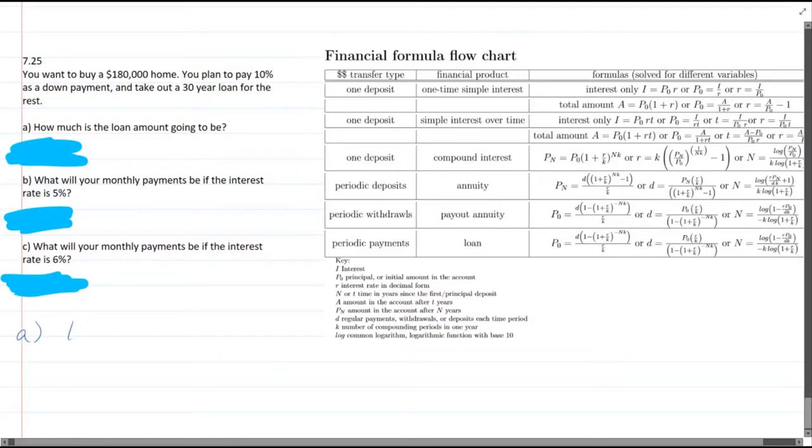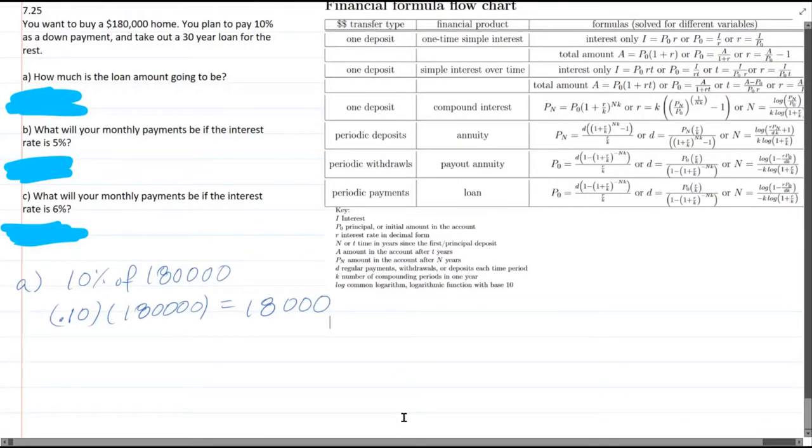So we want to do 10% of 180,000. These numbers are relatively easy. If you want, you can just do the 0.10 times 180,000. You can use a calculator for this if your numbers are not so nice as mine are, but my 10% is 18,000.